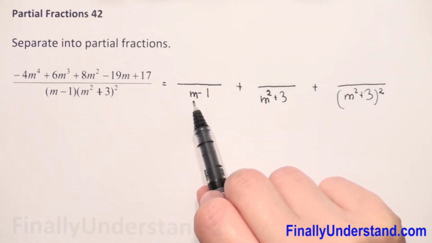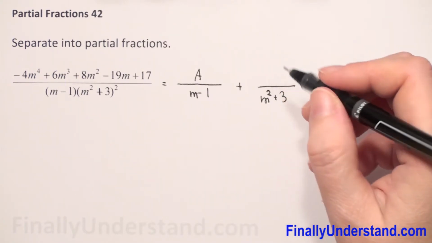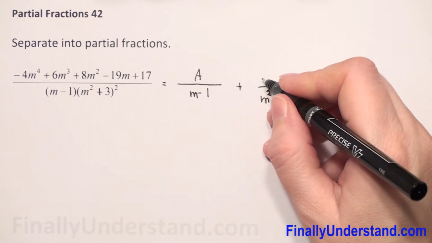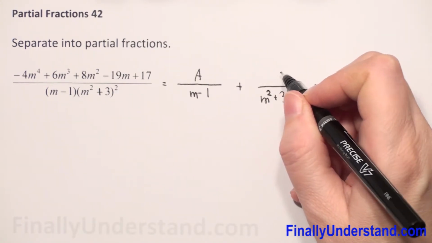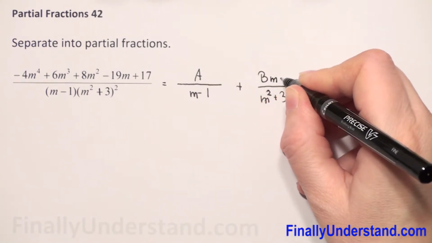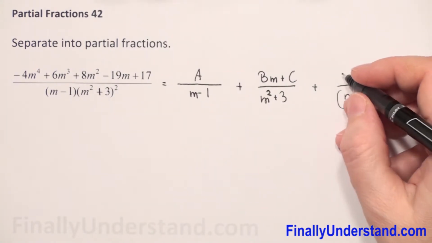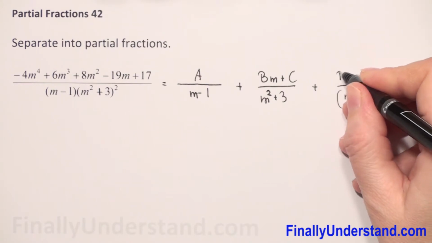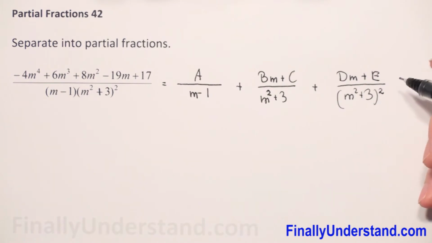The first denominator is a linear factor, so from linear factors we have only a constant. In the second we have n squared, so we need a linear expression in the numerator, because the power of the numerator must always be 1 less than the denominator. So we have a, then bn plus c, and again n squared, so we need a linear expression, dn plus e. So now we need to find the constants a, b, c, d, e.